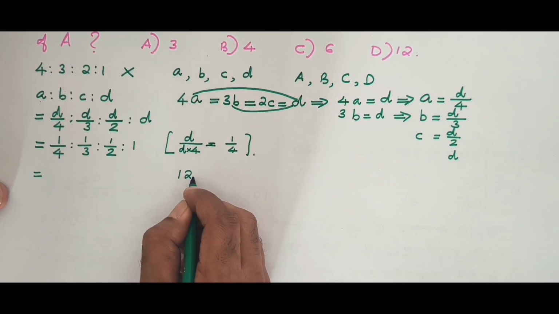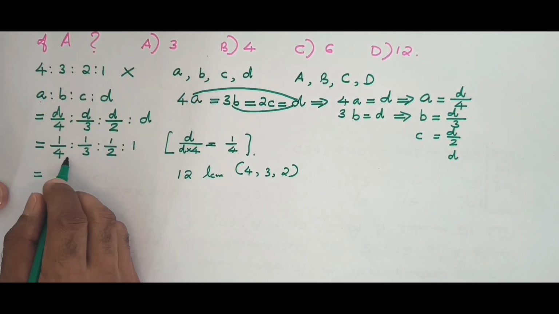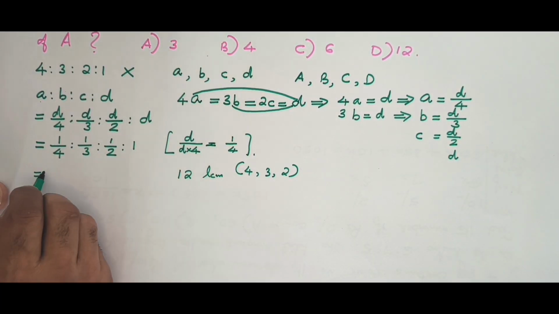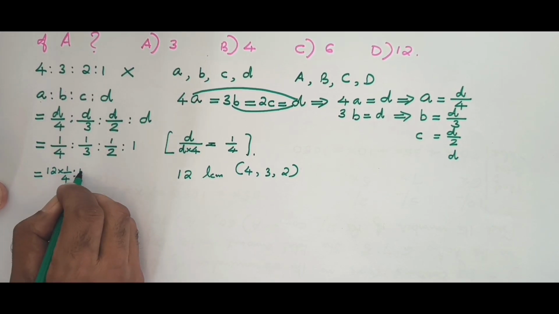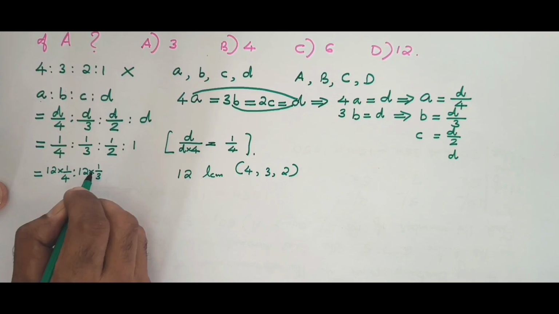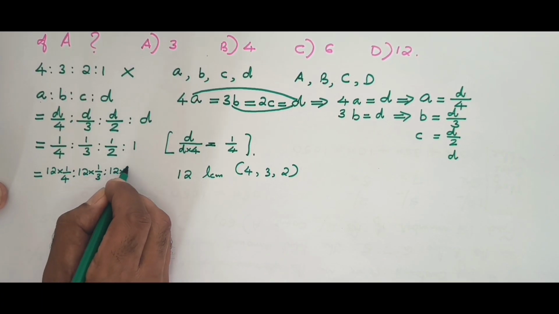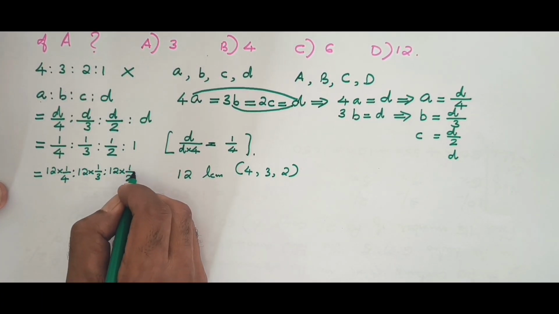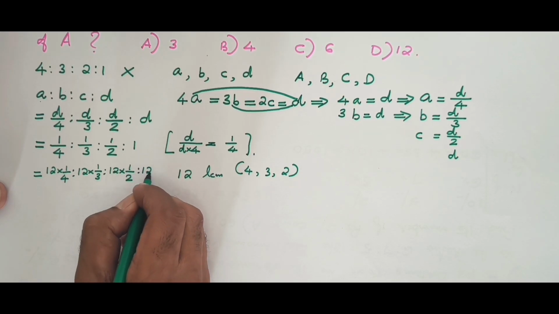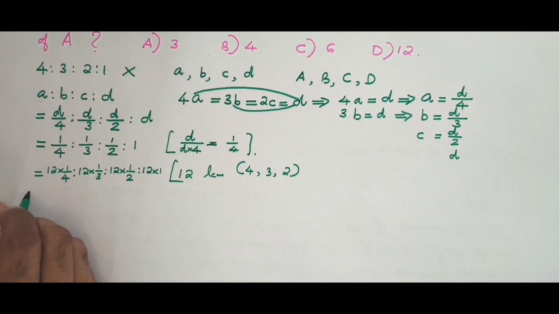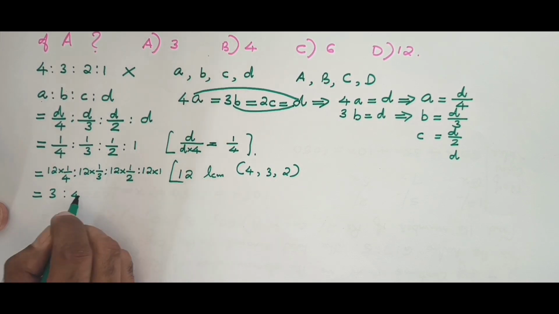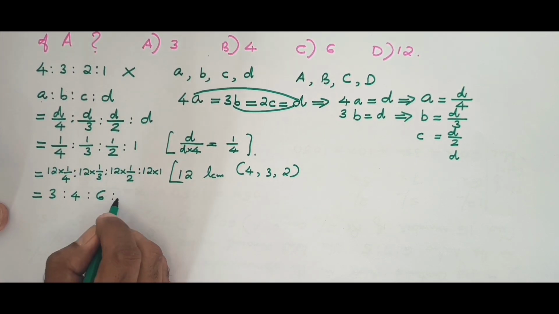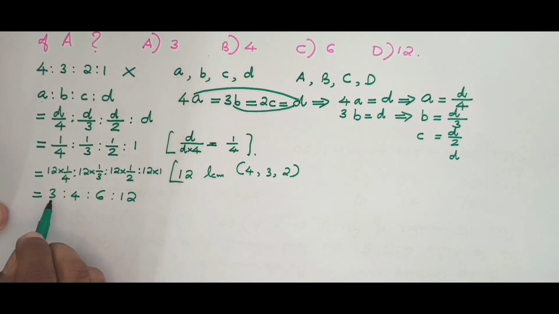Okay. Now to get rid of these denominators, take the LCM of 4, 3, 2. LCM is 12. Multiply this ratio throughout by this LCM. You have 12 multiplied by 1 over 4, 12 multiplied by 1 over 3, 12 multiplied by 1 over 2, and then 12 multiplied by 1. Simplify this. It goes 3 times. This goes 4 times. 2 goes 6 times. And then there is 12. So this is the correct ratio and not this one.